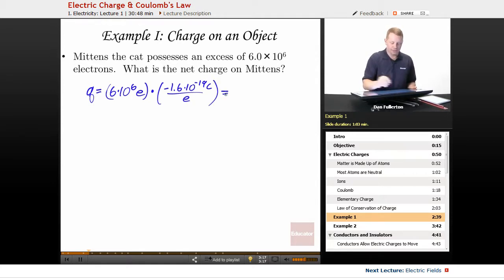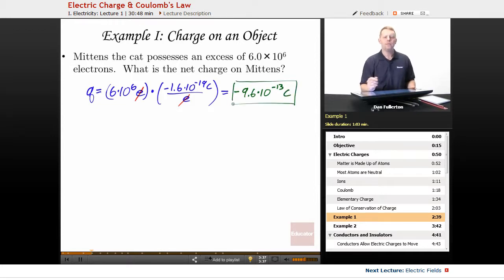Therefore, when we multiply through, we're going to have our e's cancel out. 6 times 10 to the 6th times negative 1.6 times 10 to the minus 19 gives us an answer of right around negative 9.6 times 10 to the minus 13 coulombs. Pretty straightforward. Let's do another one.